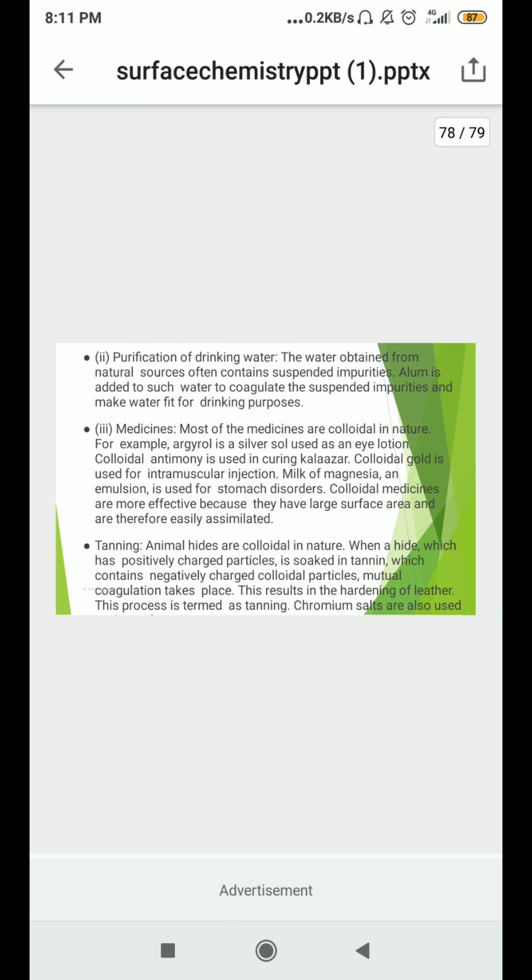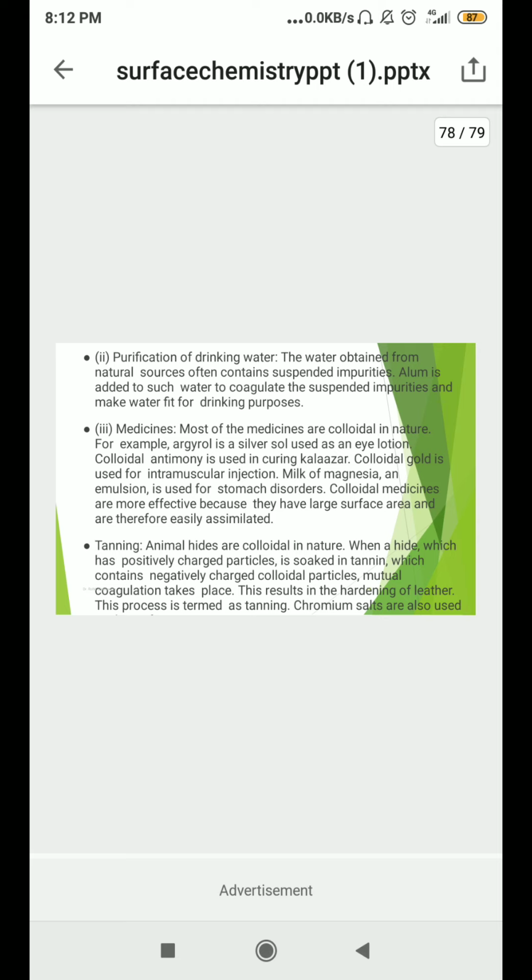Now let's talk about the various uses. What are the uses? Basically it is used for three main purposes which I have mentioned over here. First, the synthesis of medicines. Second one is the purification of drinking water, and third is tanning. The water obtained from a natural source often contains a lot of suspended impurities. These can be removed by using alum. Alum is added to the water, which accumulates the suspended impurities, and they are removed from the water.